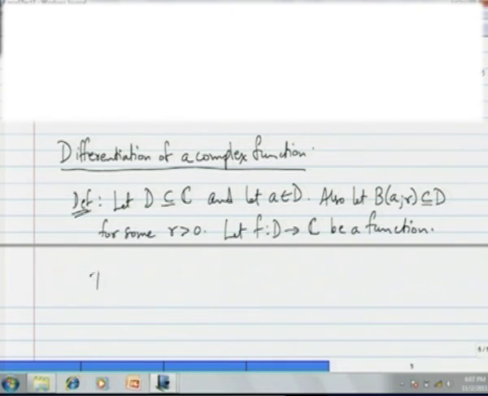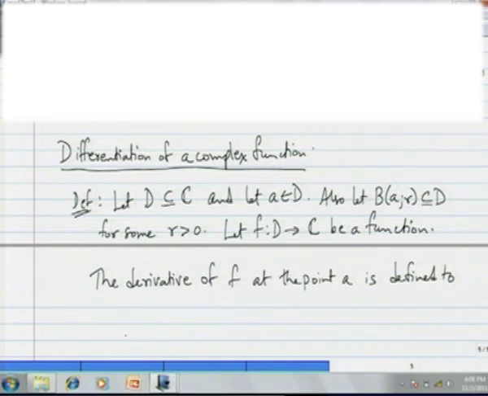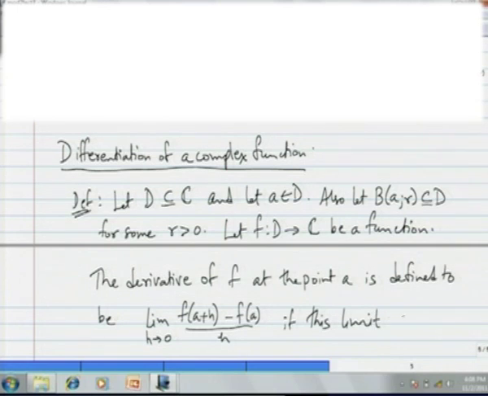Now, we will define the derivative of f at the point a. Under these assumptions, the derivative of f at the point a is defined to be the limit as h approaches 0 of f of a plus h minus f of a divided by the complex number h, which is approaching 0, if this limit exists.